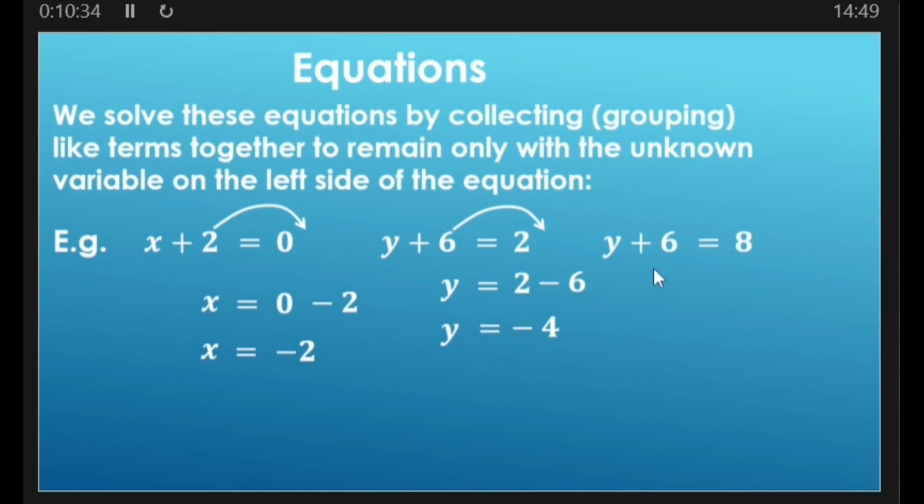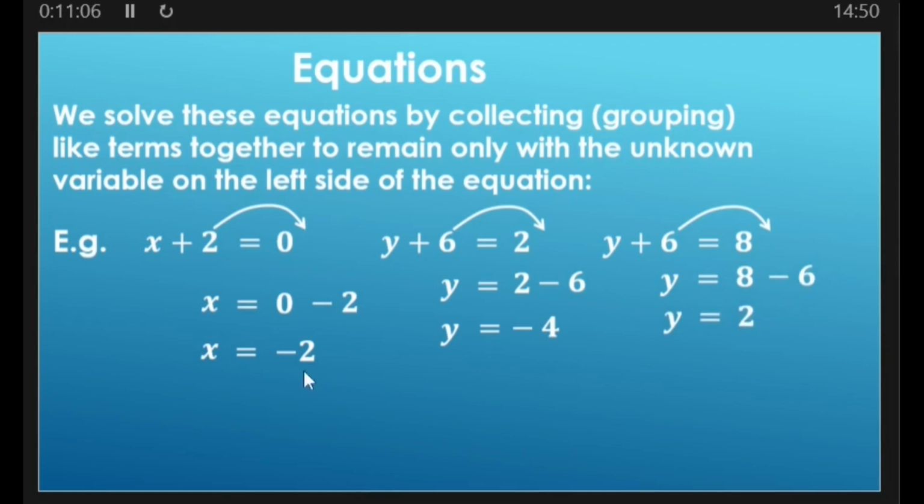So here also we can say y plus 6 is equal to 8. So 6 and 8 are numbers, so they must be collected together on the right side of the equal sign, so that we remain with the unknown variable on the left side of the equal sign. So this 6 will cross, so we remain with y is equal to 8. Then when 6 crosses it becomes minus. So we'll say y is equal to 8 minus 6, which will be 2.